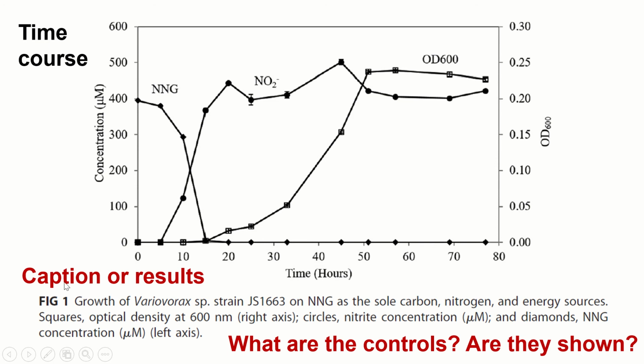You may have to look elsewhere in the results section, where it may say something like, controls of NNG decomposition in the absence of bacteria, for instance, which would be an appropriate control for this study, showed no decomposition of NNG or formation of nitrite. That may be something you look for in the results section. This may just be written without actually showing a figure.